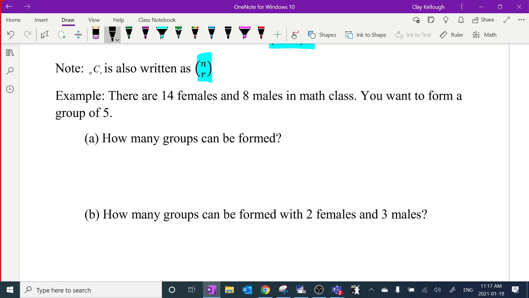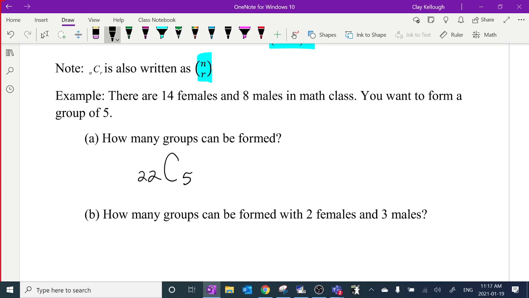Okay, so how many groups can be formed? So I am choosing 5 out of 22 things. So that's 22 things, and I'm choosing 5 of them. It's kind of cool. The C stands for the word combination, but the nickname we've kind of gotten for that is choose. So most math types would say that's 22 choose 5. Or how many ways can you choose 5 out of 22 things?